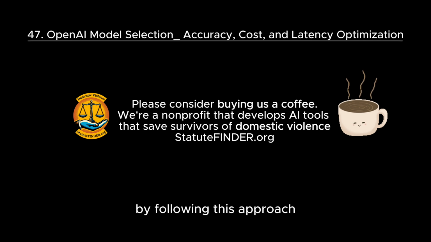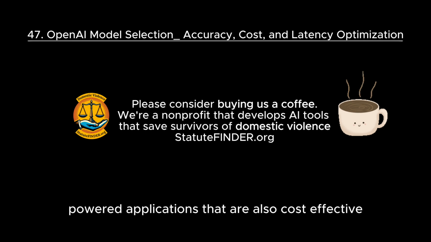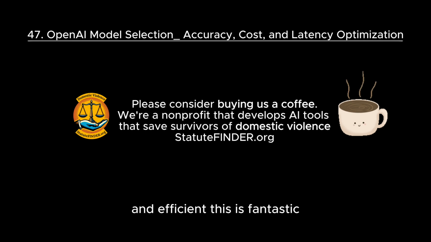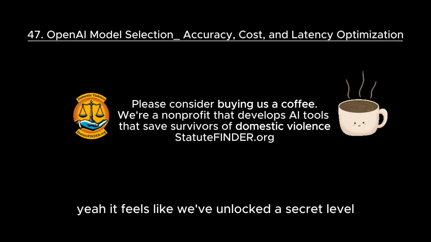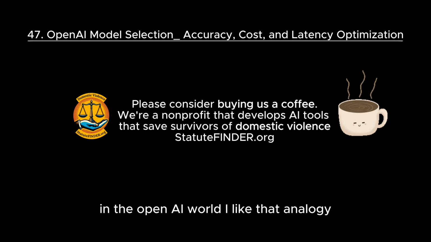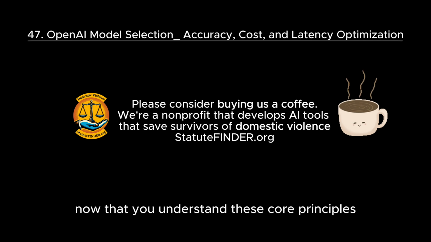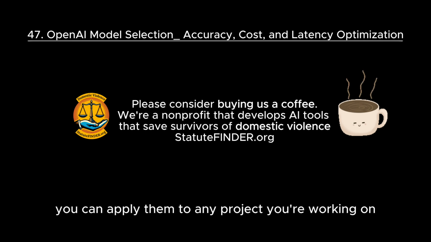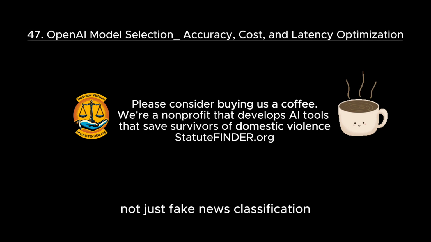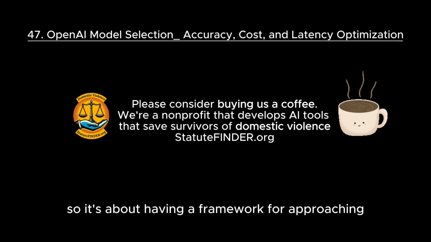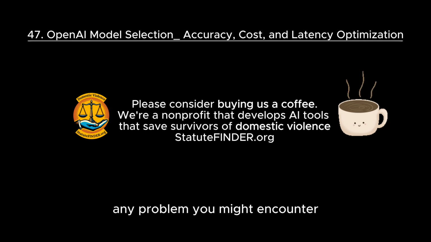Exactly. By following this approach, you can build effective AI-powered applications that are also cost-effective and efficient. This is fantastic. It feels like we've unlocked a secret level in the OpenAI world. I like that analogy, and the best part is now that you understand these core principles, you can apply them to any project you're working on, not just fake news classification. So it's about having a framework for approaching any problem you might encounter in the OpenAI documentation, regardless of the specific task.